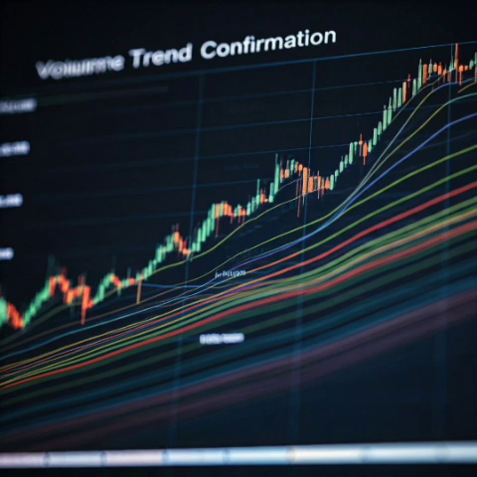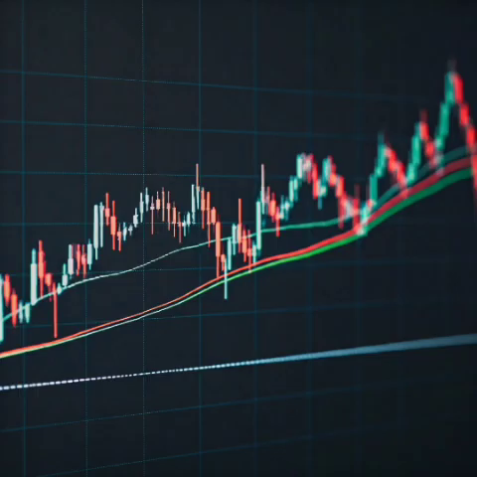Exactly. And one of the key principles of VPA is this idea that volume precedes price. Volume precedes price. What does that mean? Well, it means that changes in volume often happen before changes in price. So it's like volume is giving us a heads up. Exactly. If we see a big increase in volume, that could be a sign that the price is about to move. It could be a sign that something's brewing. So how can we use this to our advantage?